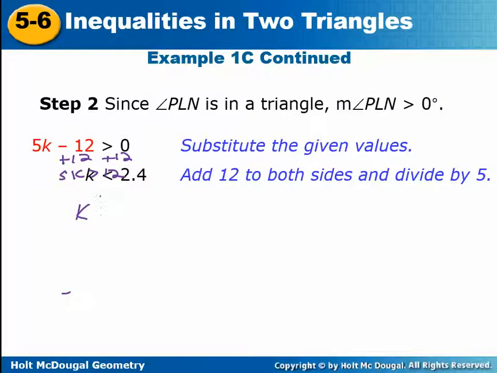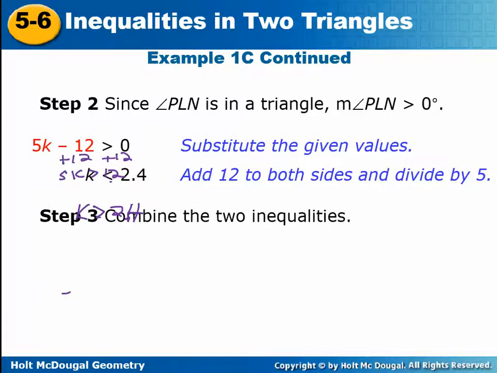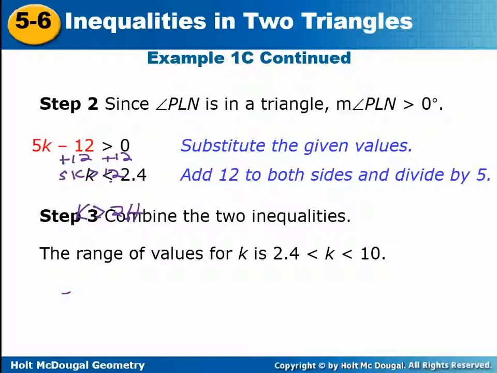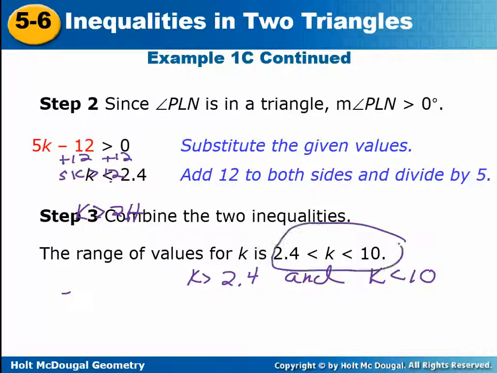Why did they write less than? It should be greater than. It's not a negative. 2.4, not 24. 12 divided by 5 is 2.4. So we know that k is greater than 2.4, and we also know that it's less than 10. And you can write that in words if you want, just like on the last one. You can say that k is greater than 2.4, and k also has to be less than 10, or you can combine it into one inequality like in their example.